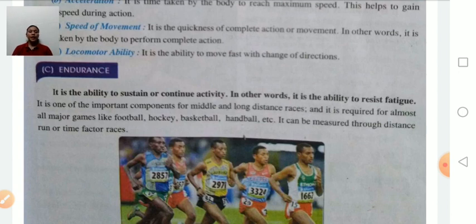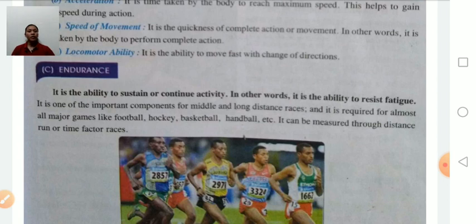Okay? Doing any activity for a long time without fatigue, without tiredness, is known as endurance. The ability to do an activity for a long period of time without any fatigue is known as endurance.